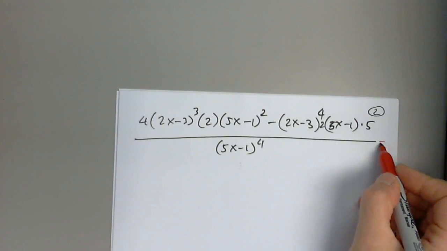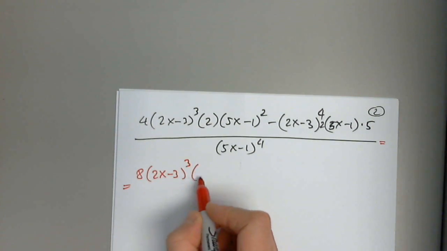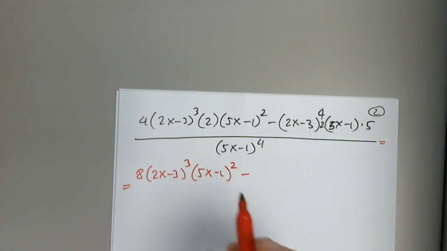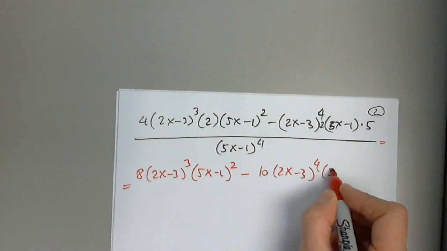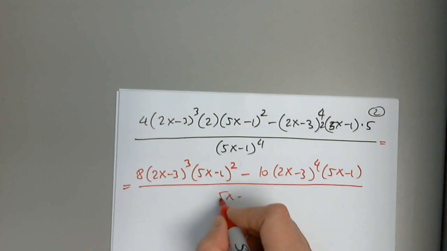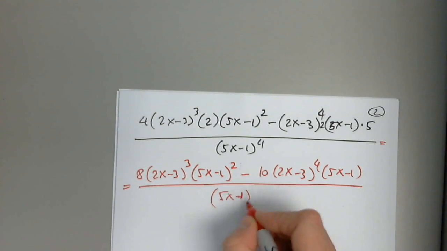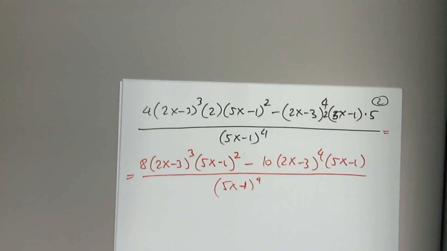So I'm going to simplify the first term and say this is 8, 2x minus 3 cubed, 5x minus 1 squared, minus 10, 2x minus 3 to the 4th, and 5x minus 1. Again, this is just a suggestion. I think it's easier to see what we have and what we don't if we do that first. And also, by writing it again, I familiarize myself with it a little bit.